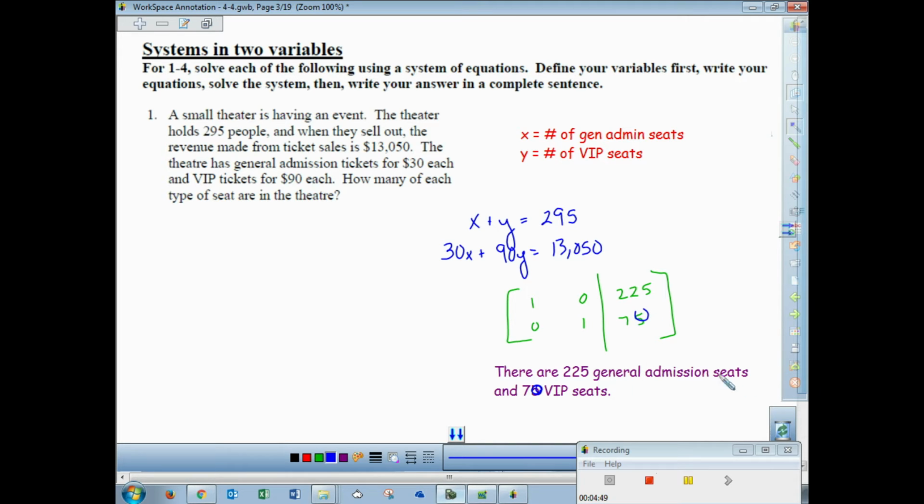There's 225 general admission seats. Right, that's what this 225 is all about. That's 225 general admission seats, and there are 70 VIP seats. So we're answering our question in a complete sentence. We defined the variables, we wrote our equations, we let the matrix do the work. Here's our solution right here. And now there are 225 general admission seats, no abbreviations there, and 70 VIP seats.